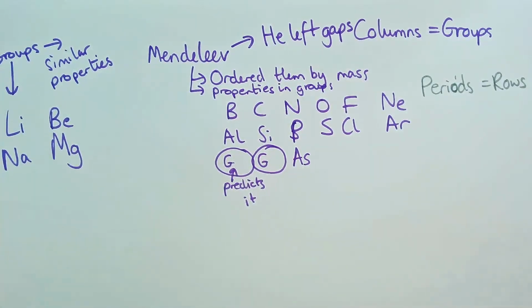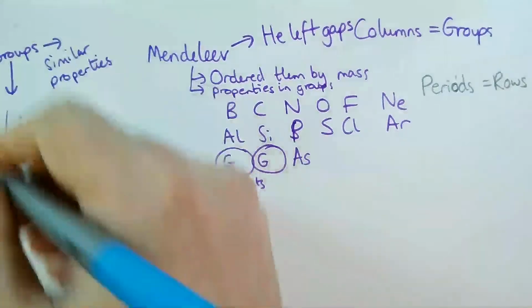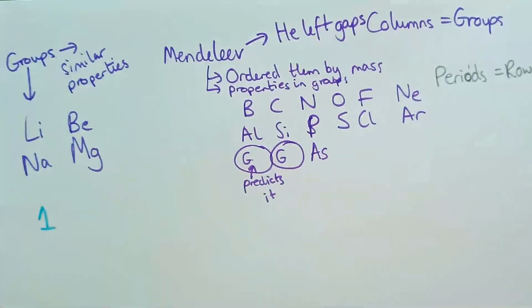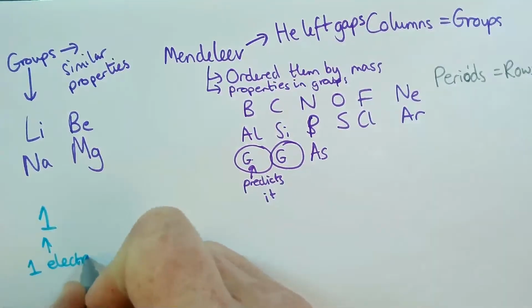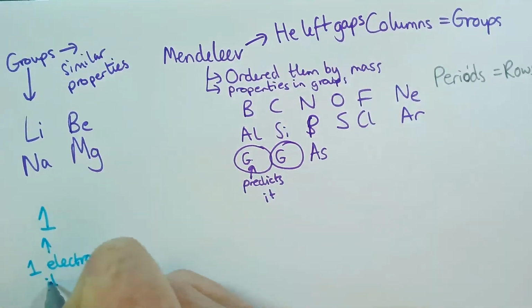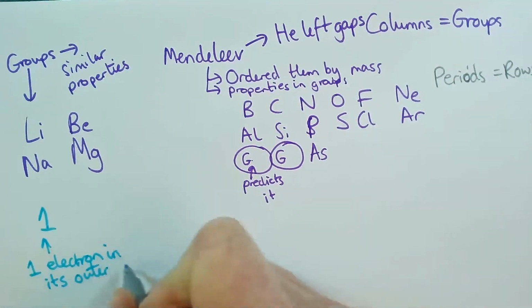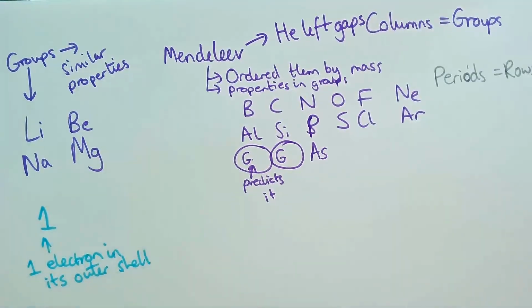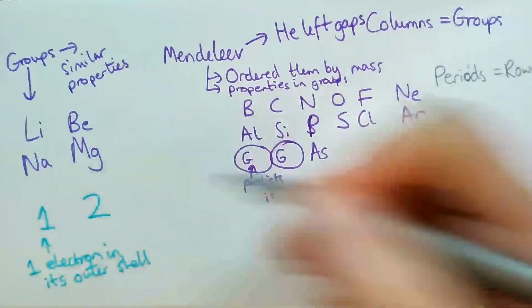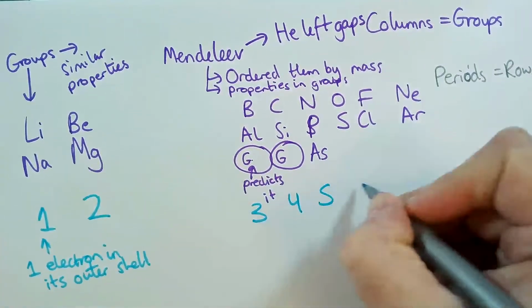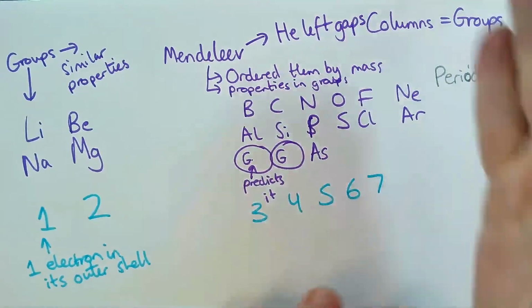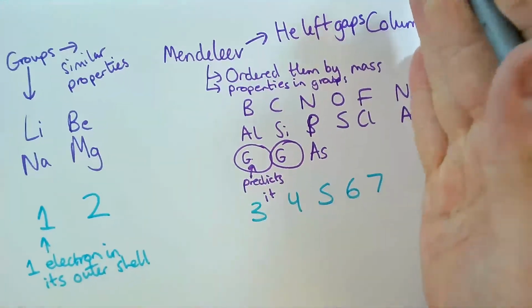So, what are the columns? Well, if I've got group 1, weirdly, that means it has 1 electron in its outer shell. So when you look at how many electrons they've got in the outer shell, group 1 has 1. Group 2 has 2. Group 3 has 3, 4, 5, 6, 7. Now, he actually doesn't know about these ones at the end yet, the noble gases.